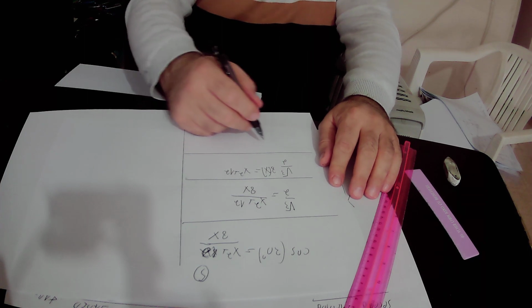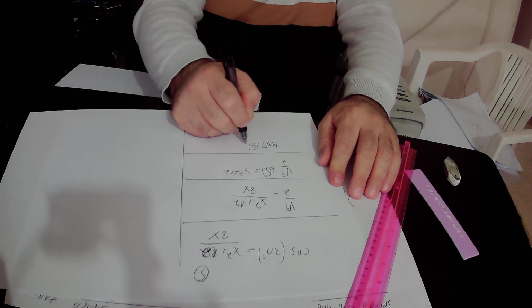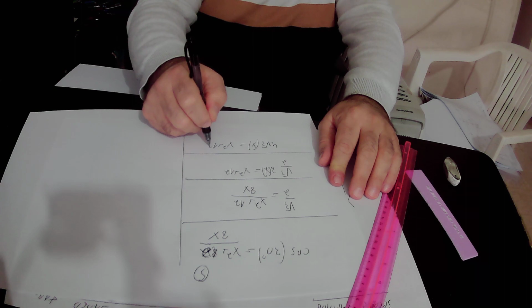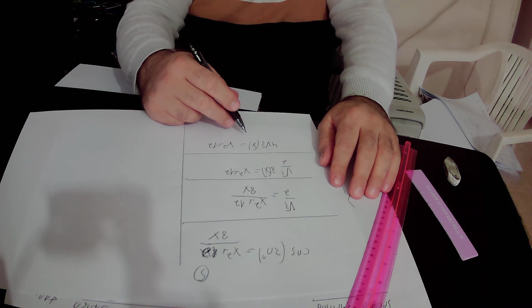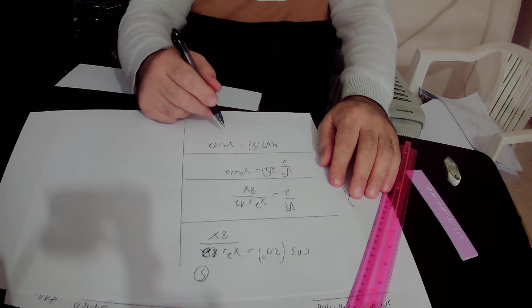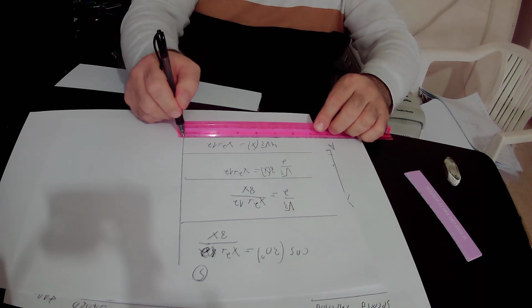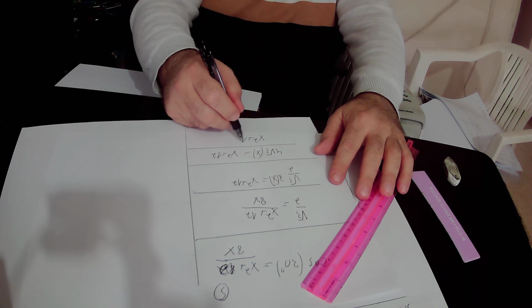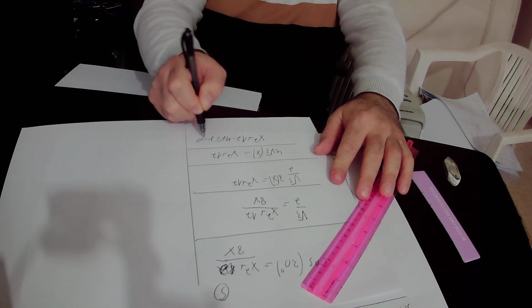8 over 2 is 4, so we will get that 4 times square root of 3 times x equals x squared plus 12. We will subtract 4 times square root of 3x from this equation, and we will get x squared plus 12 minus 4 times square root of 3x equals 0.